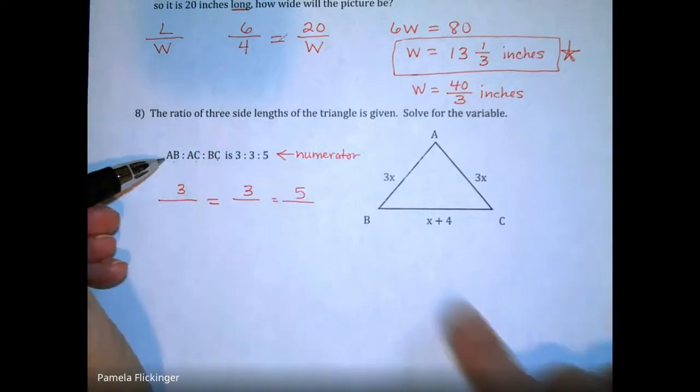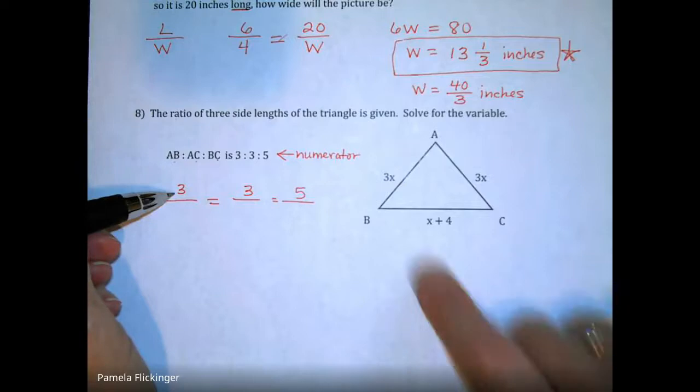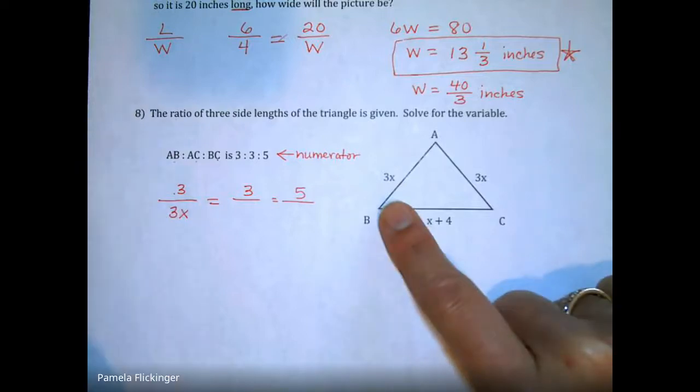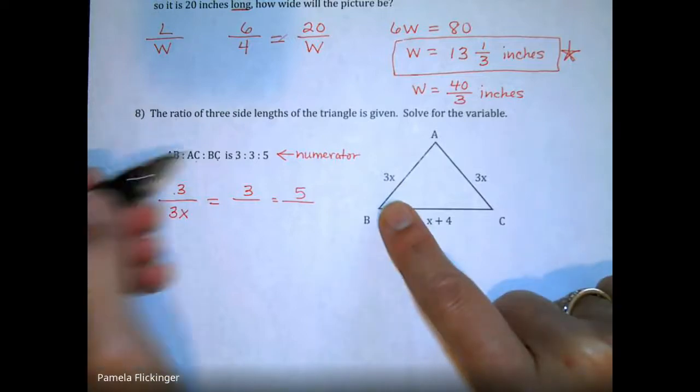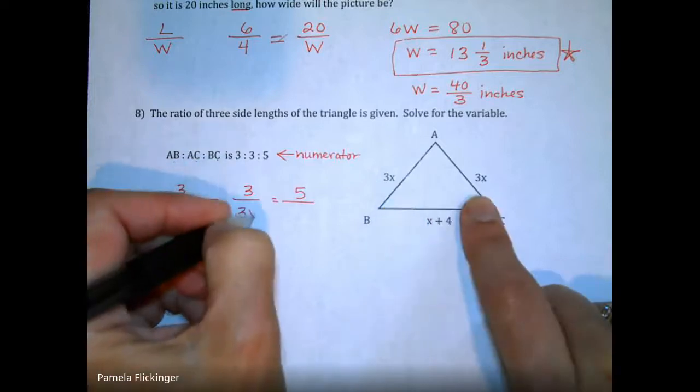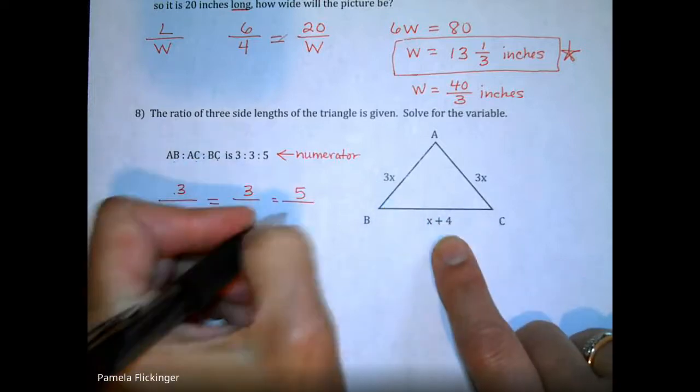And then I go to the picture. So AB goes with the first 3. 3x is that length, so that goes underneath. The next one is the same. BC is my third one, that's x plus 4.